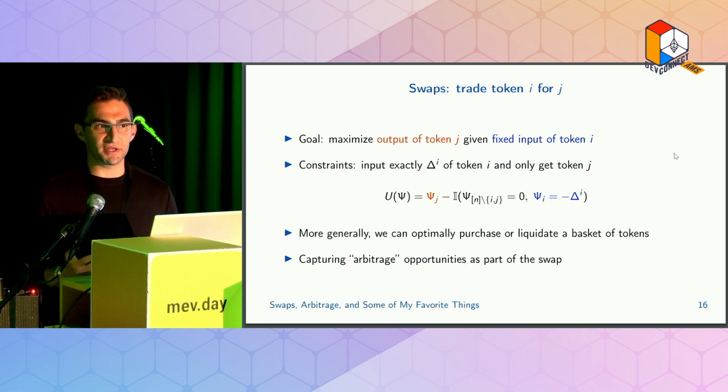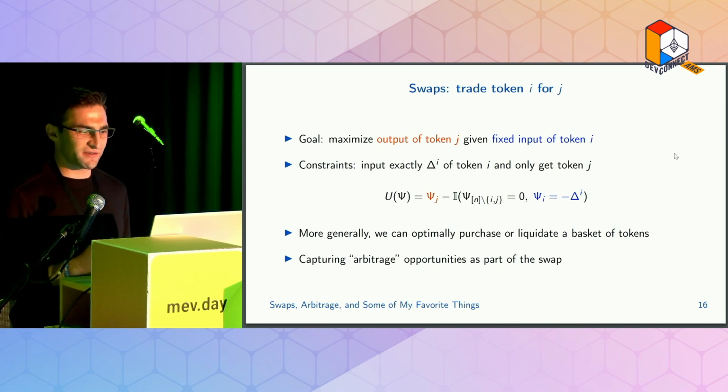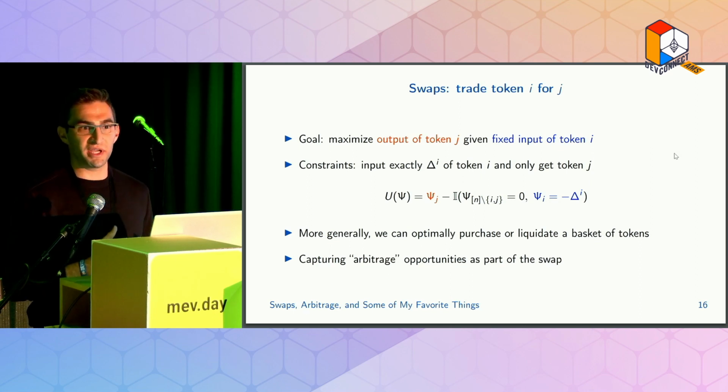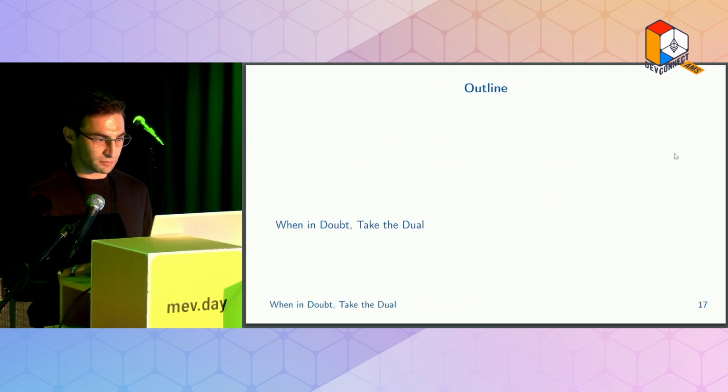More generally, this can be used to optimally purchase or liquidate a basket of tokens or trade one basket of tokens for another. You can almost think of this as capturing arbitrage opportunities as part of the swap. Because, like I said earlier, if it makes sense to trade from token I to token K to token J, instead of trading from token I to token J, and then maybe trading some directly from I to J, that will be captured in this formulation.